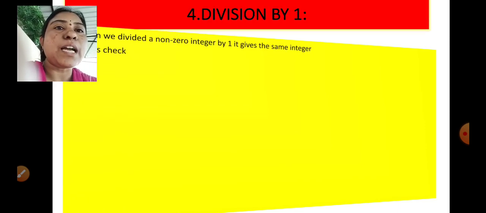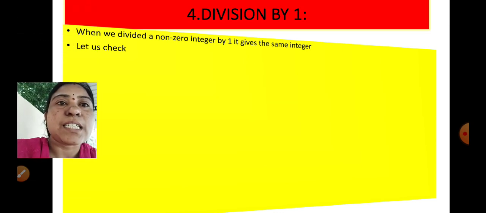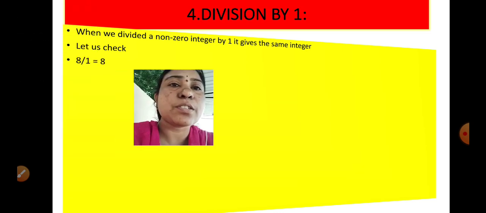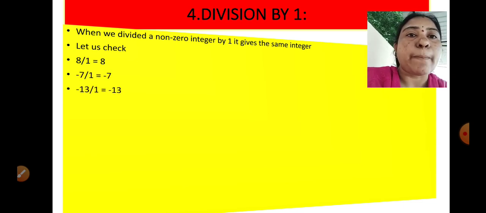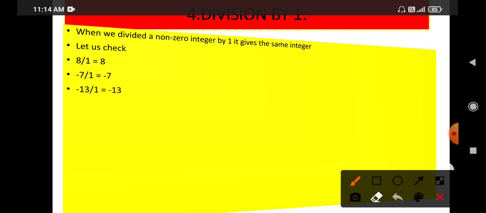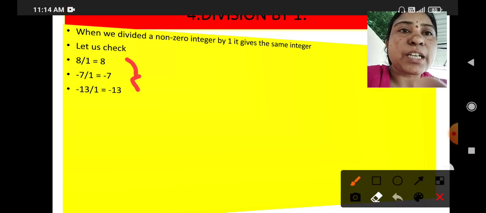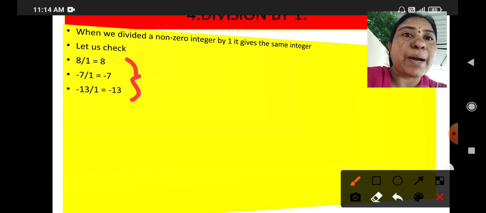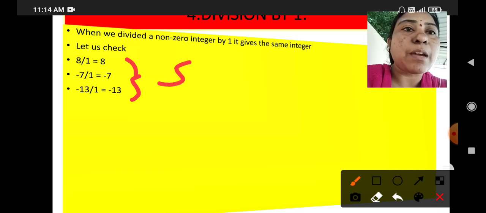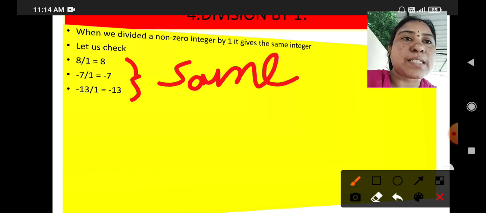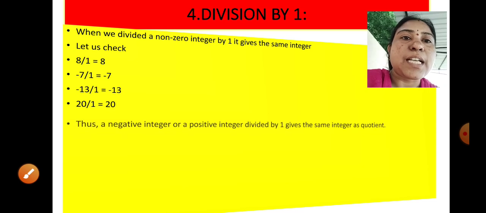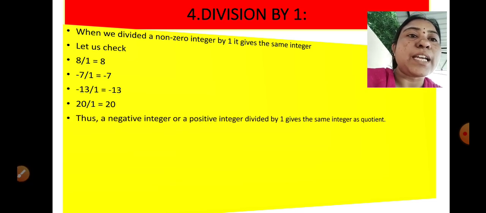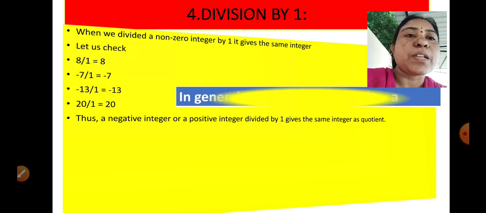Now going to division by 1. Let us check. 8 by 1 is equal to 8. Minus 7 by 1 is equal to minus 7. Minus 13 by 1 is equal to minus 13. Observe children, here we divided a non-zero integer by 1 and got the same answer, right? Same answer. 20 by 1 is also 20. Thus, a negative integer or a positive integer divided by 1 gives the same integer, right?